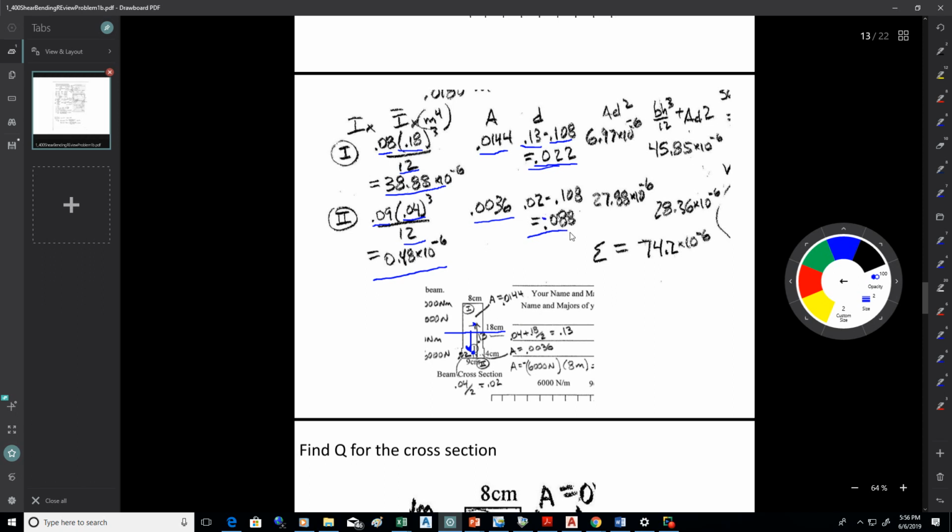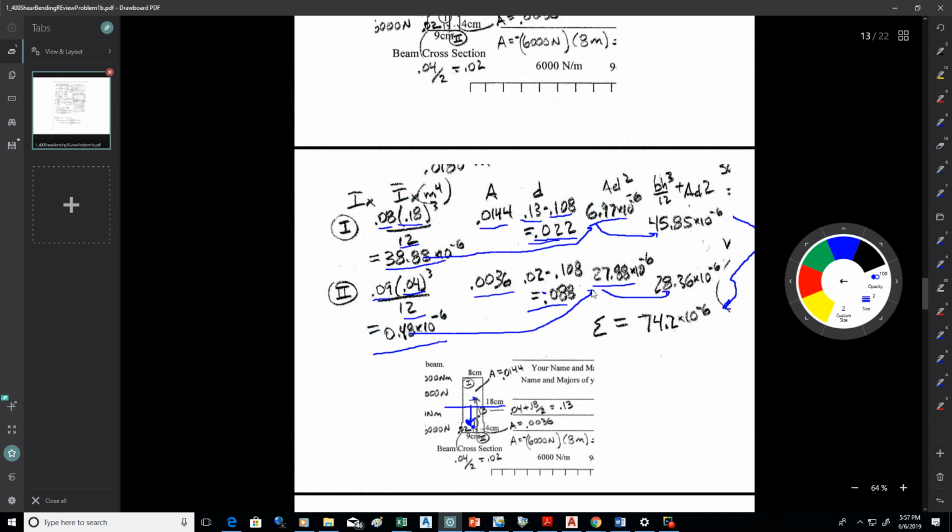The negative really doesn't matter that much because you're going to square d anyway. It'll just go away. But that would actually be a negative 0.088. So that's that distance I'm showing right here. So now you got d and you got A. So you take A times the square of d. Got those numbers there. Add them to your original bh cubed over 12. And you'll get the total moment of inertia for each shape. So you're just adding these numbers together to get these. And then you just add this column up to get the total moment of inertia of the entire beam. Okay, so that's 74.2 times 10 to the minus 6.